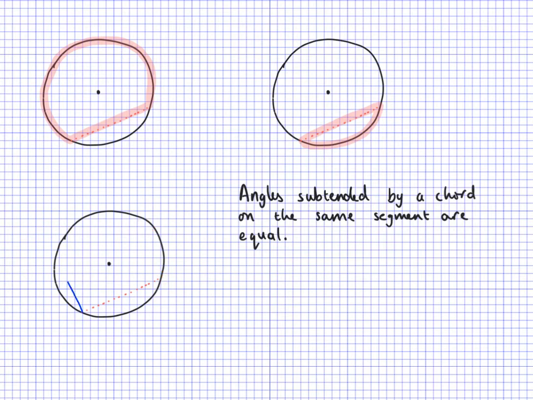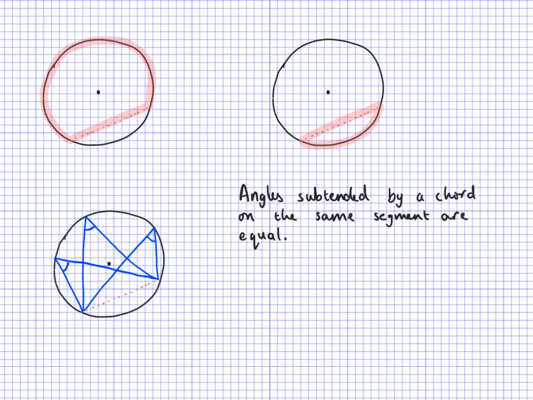So if I draw an angle here, so this angle here would be the same as an angle drawn here as well. Okay, and again, I can do it again, maybe on this side. So all three angles that I've marked here, they will be equal. And why do we say same segment is because if I was to do my angles on the other segment, all of the ones on the other segment will be equal to each other, but they won't be equal to these ones. And all of these ones on this segment will be equal to each other.